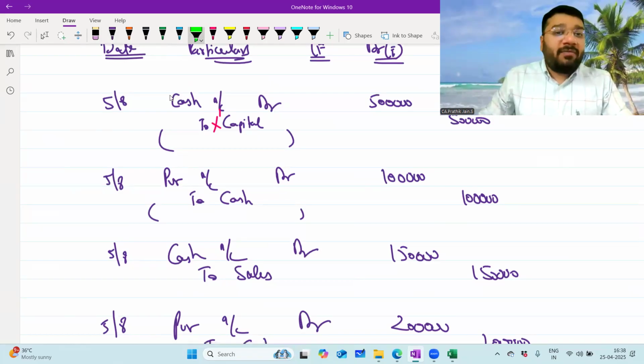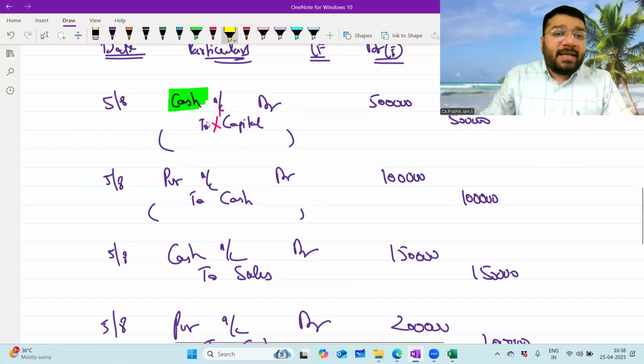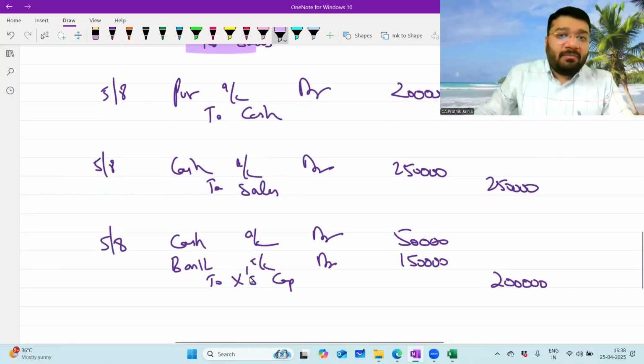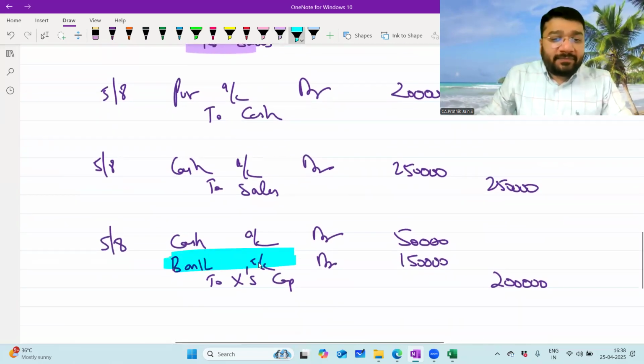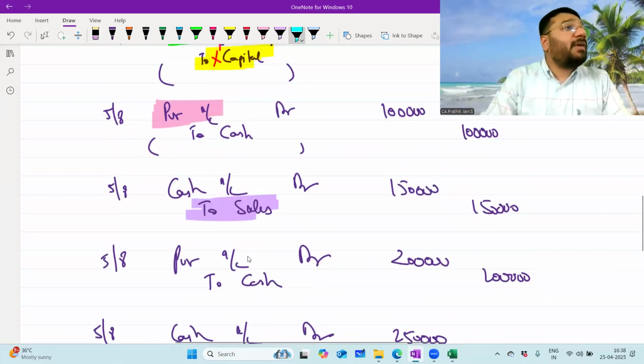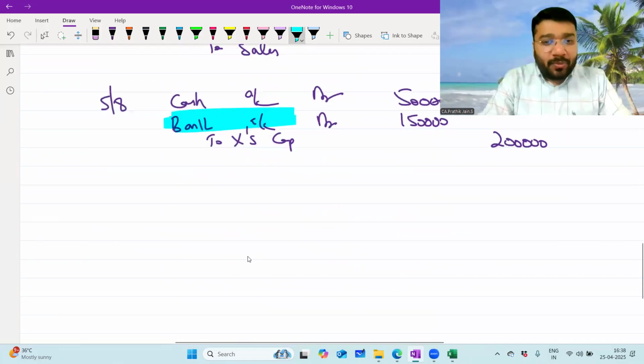Five. One is cash, second is capital, third is purchase, fourth is sales, and then bank is fifth. Rest all is repeating. So 5 ledger accounts have to be opened. Any problem in this? Let's open.